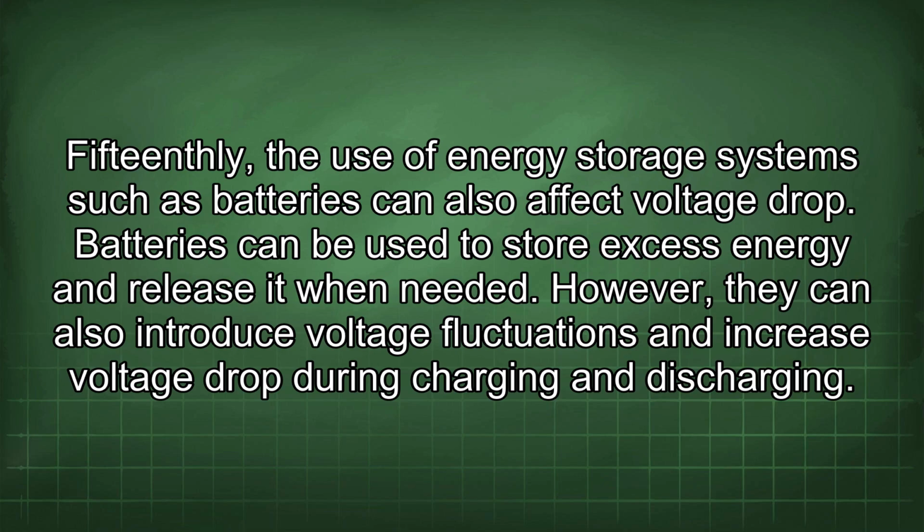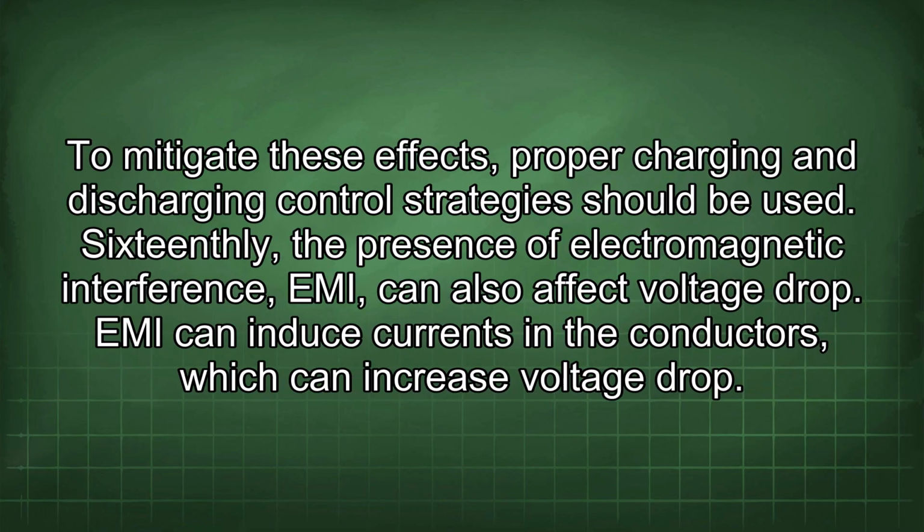Batteries can be used to store excess energy and release it when needed. However, they can also introduce voltage fluctuations and increase voltage drop during charging and discharging. To mitigate these effects, proper charging and discharging control strategies should be used.